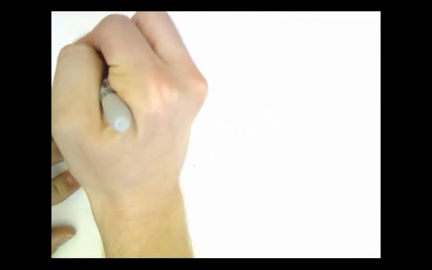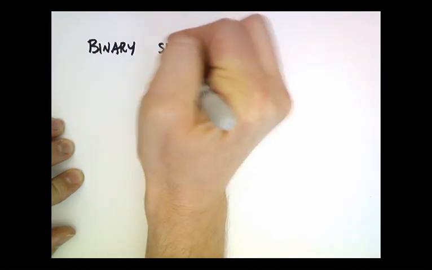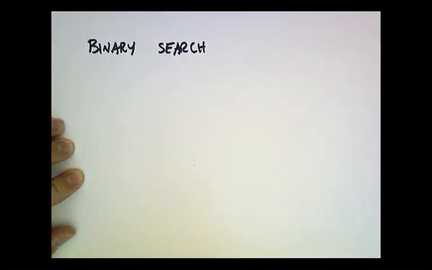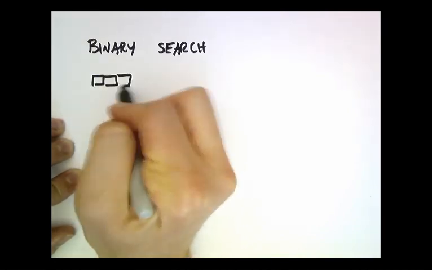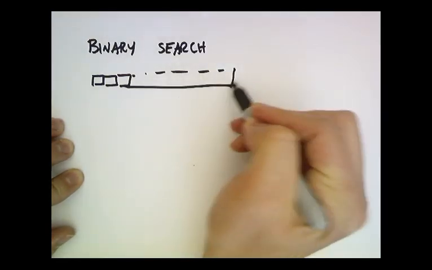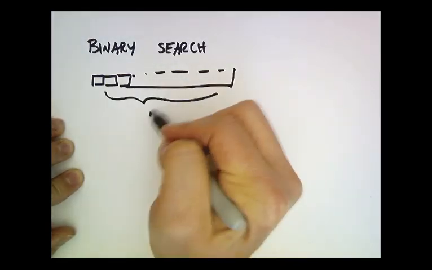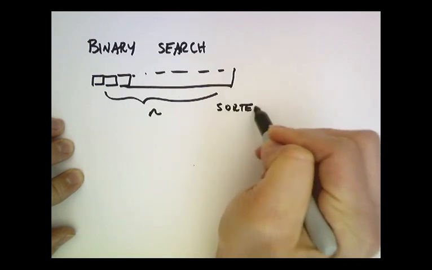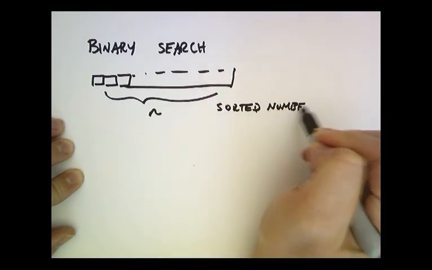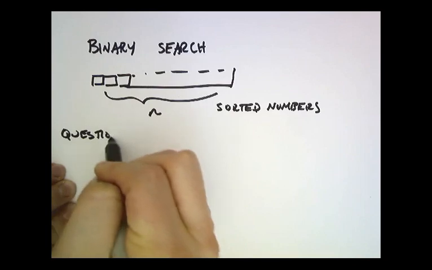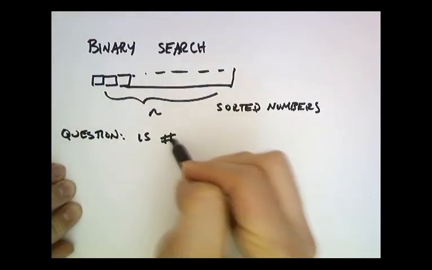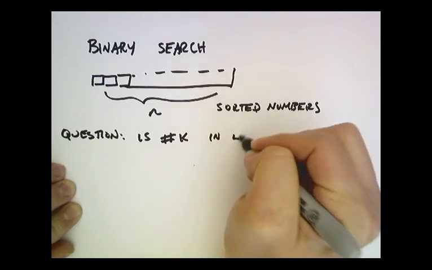Let's do another example illustrating the power, or the simplicity, of the master theorem. Hopefully you've all seen the simple algorithm for binary search. Let's assume that we're given as input an array of length n of sorted numbers. So the list is sorted, and we want to know, is the number k in the list?